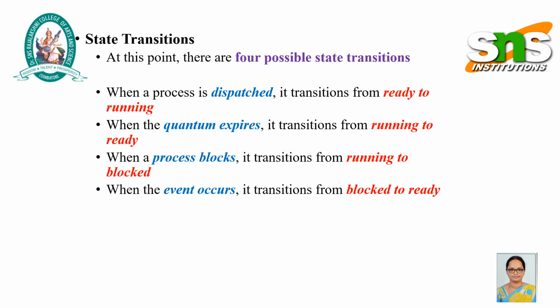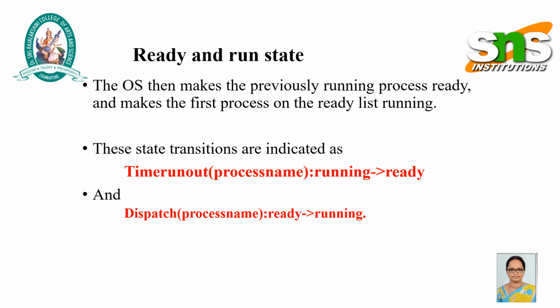State transition. At this point, there are four possible state transitions. When a process is dispatched, it transitions from ready to running. When the quantum expires, it transitions from running to ready. When a process blocks, it transitions from running to blocked. When the event occurs, it transitions from blocked to ready.